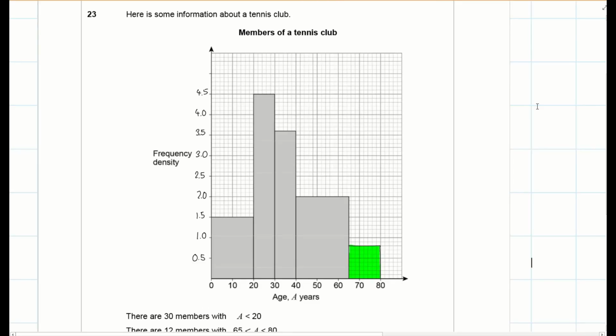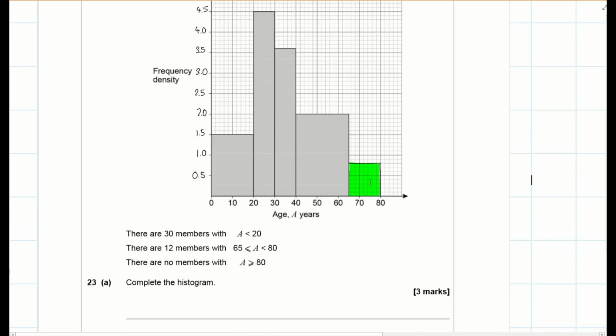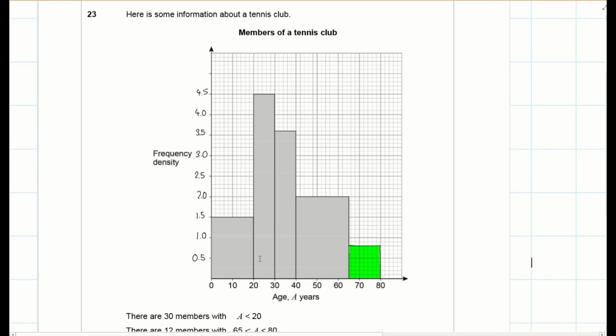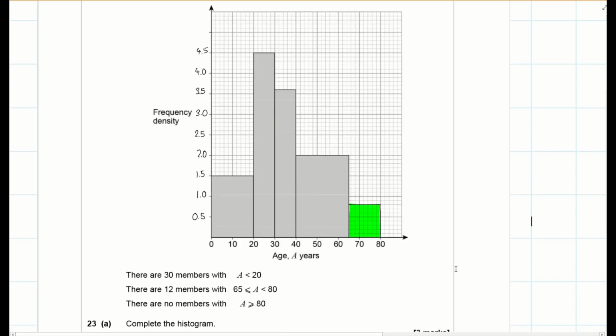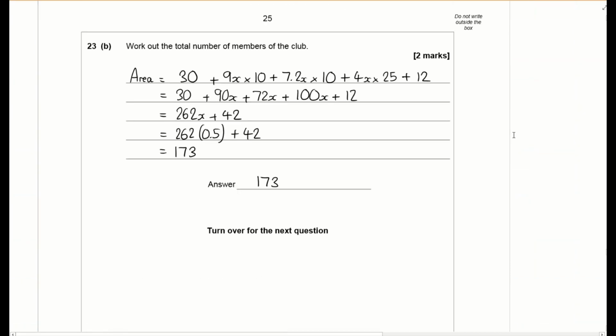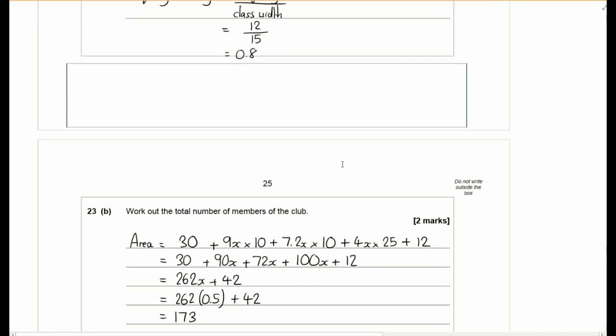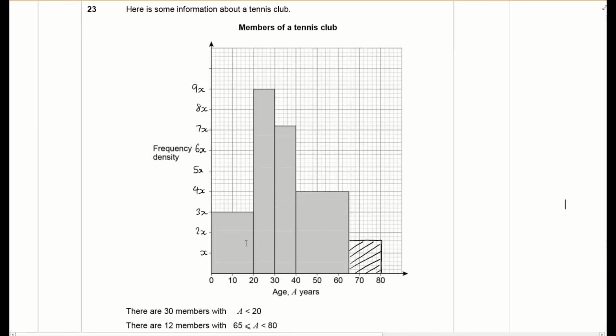Here is the completed histogram to show the correctly labelled numeric axis with the correctly shown and shaded box to show the frequency of 12 at the end of the histogram. So if you'd done all that, you would get full marks in the question. Question 23b. Work out the total numbers of members at the club. Now we know from before that the area of the histogram is equal to the frequency and therefore the total number of members.